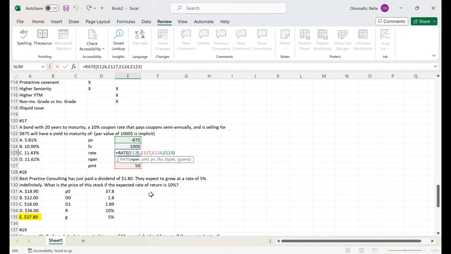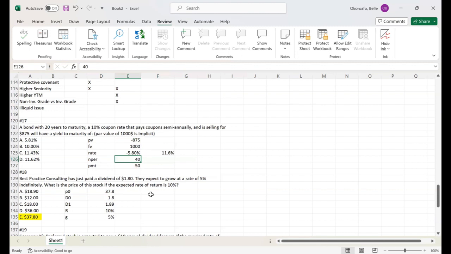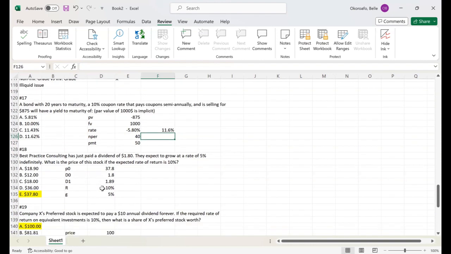And we put into our rate equation, which is NPER, PMT, PV, and FV, and we get 5.8%. But we're not done because we then have to multiply it by 2 because it's semi-annually, and we get 11 point... And we get 11.62%, so it'll be D.